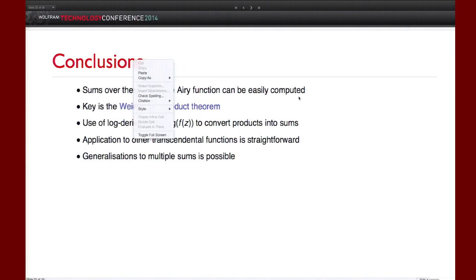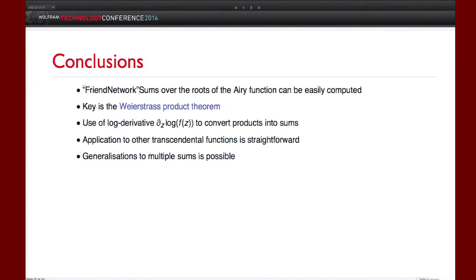My conclusion is that sums over roots can be easily computed. The key is the Weierstrass product theorem, which should be well known, but isn't as well known as it should be by physicists, using the log derivative to convert products into sums. The key point of this analysis, if you think about it, is that I did this for the Airy function, but clearly this works for any function that has a product definition. So there's nothing special about this, and all those quantum sum rules applied to one particular function were not required.